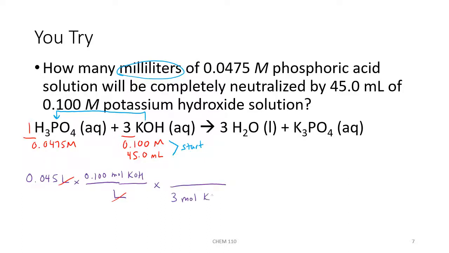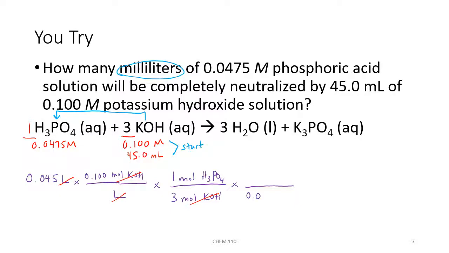3 moles of potassium hydroxide react with 1 mole of phosphoric acid according to the balanced equation. Now our moles of KOH will cancel. Right now, if we stopped and calculated, we would be in moles of phosphoric acid, but we want volume, so we need to use that molarity that was given to us. This is where we have to turn our molarity upside down, so it will cancel.